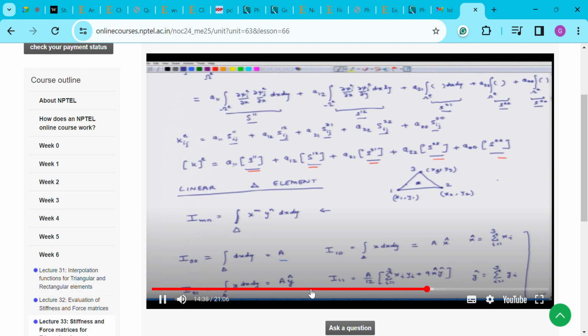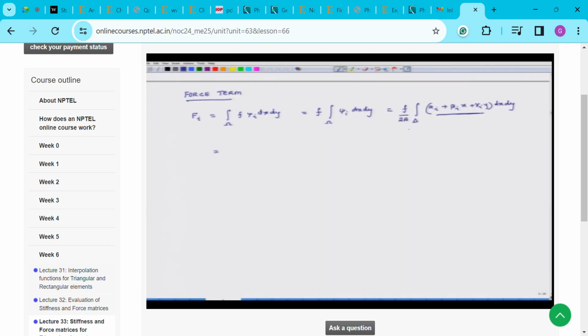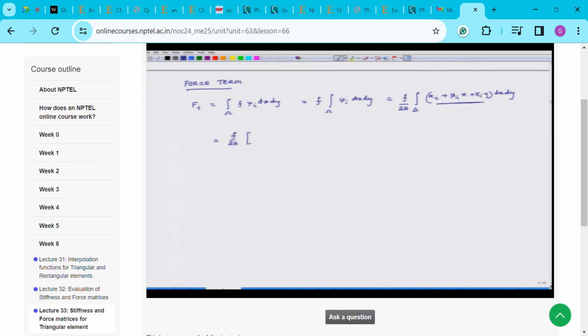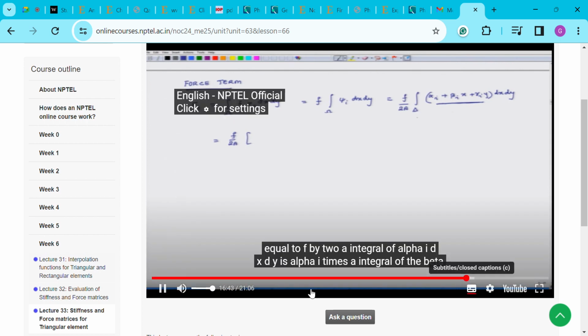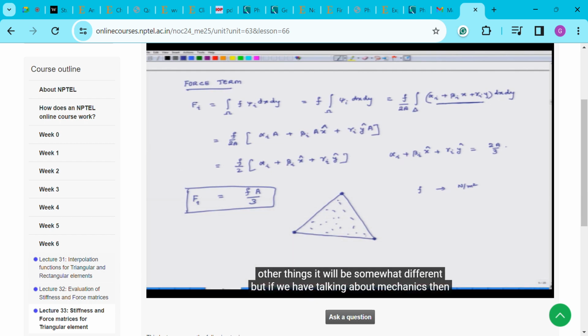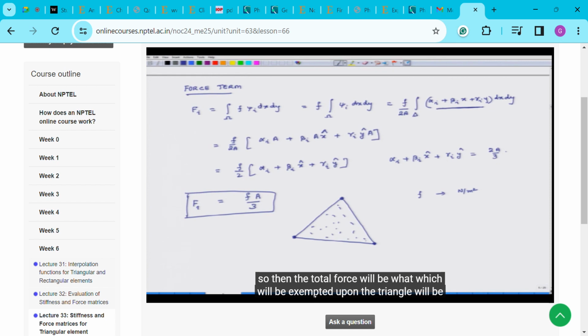Okay. So when he calculated this, equal to force f by 2A at the end, he writes that it is going to come out to be the integral of alpha i dx dy is alpha i. In the case of diffusion and other things, it will be somewhat different, but if we are talking about mechanics, then at every node we are going to get force per unit area F A by 3, and the same calculation for a rectangular element at the end gives F A by 4. The total force which will be exerted upon the triangle will be F times A, right?